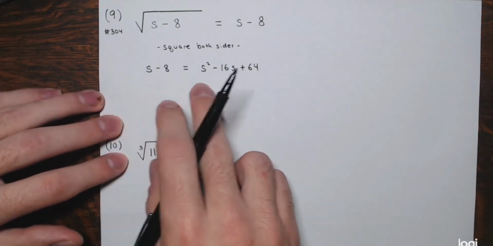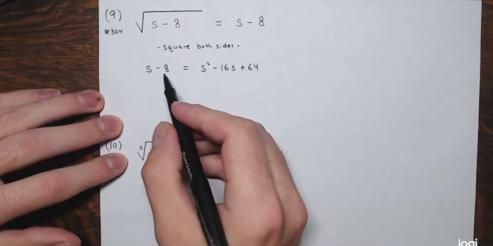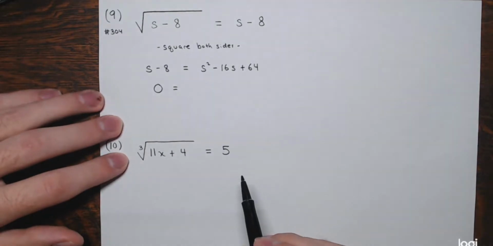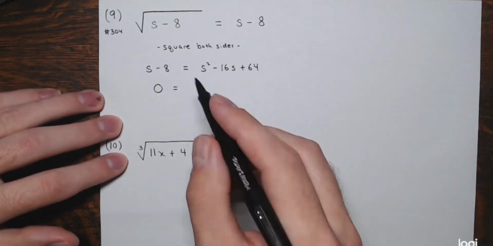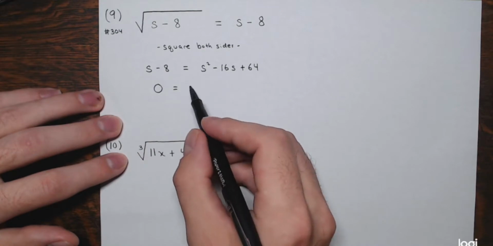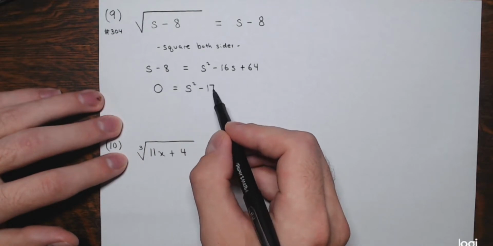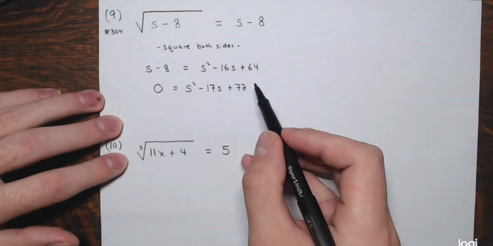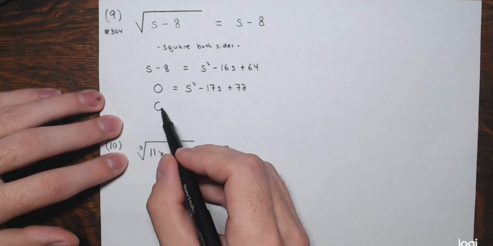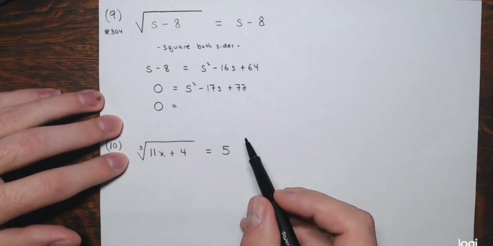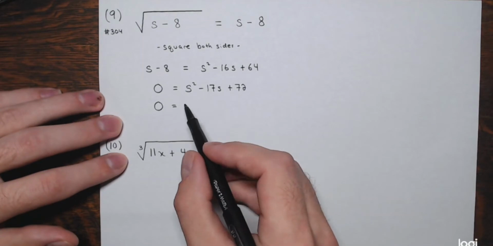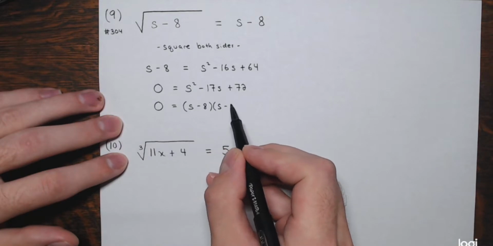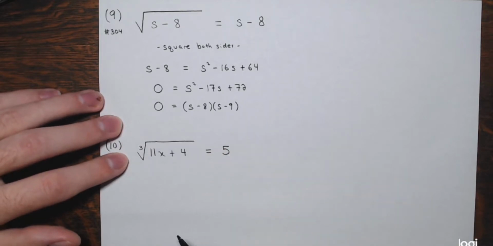And then just as before with any quadratic here, I'm going to take everything to one side, 0 on the other, and then you could use the quadratic formula or solve by factoring, whatever. So if I subtract s, we'll have s squared minus 17s, and then adding 8 will give me plus 72, and I can see how this will factor. Again, you could use the quadratic formula if you want to get the solutions to this. But this will factor to s minus 8 times s minus 9. Right. And you can check that if you wish.